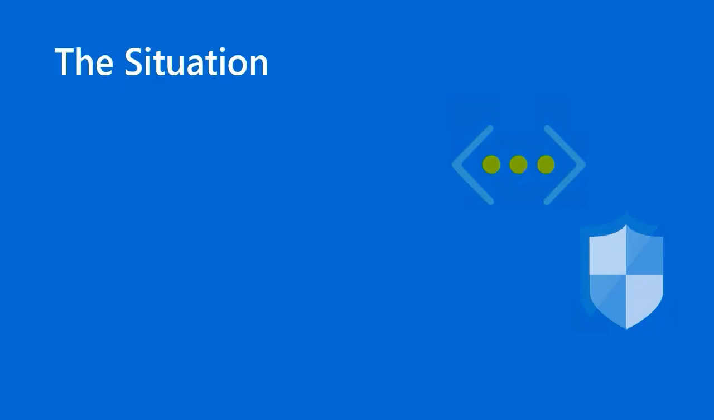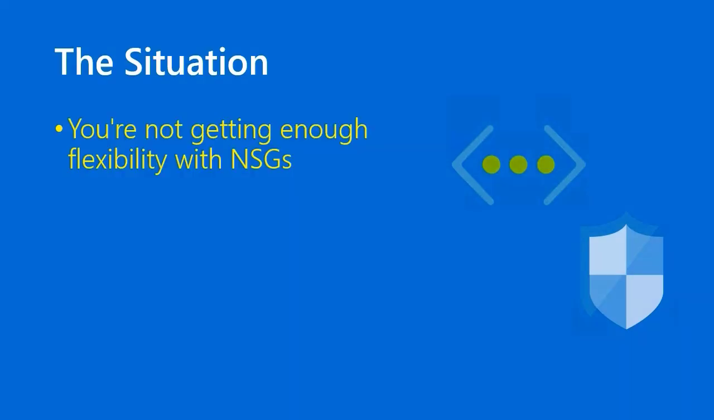Let's take a look at the following situation, which may or may not resemble what you've got going on in your business. Let's say you're using Azure Infrastructure as a Service, so you've deployed at least one virtual network, and on that virtual network you have virtual machines and potentially other Azure services. You know that the Network Security Group, or NSG, represents the main way to protect those VMs, governing ingress and egress network traffic. However, you're not getting enough flexibility with these NSGs.